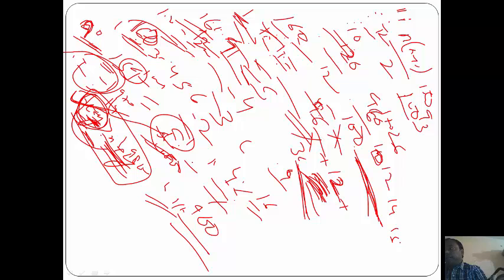Then 1 to 93 will come 4371, and 1 to 26 will come 351. After subtracting this we get 4020. So arithmetic mean will be 4020 upon the number of digits, 93 minus 27 plus 1, that is 67. We will divide it and we will get 60 as the answer.